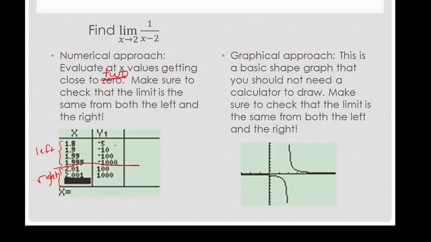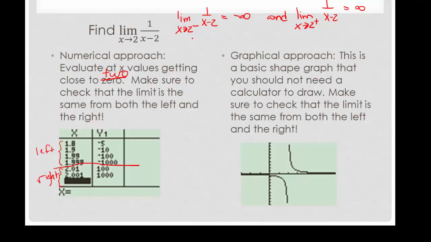Now this time notice though that as you approach 2 from the left, these numbers are getting negatively large, whereas when you approach it from the right, these numbers are getting positively large. So notice the limit as x approaches 2 from the left of 1 over x minus 2 equals negative infinity, and the limit as x approaches 2 from the right of 1 over x minus 2 equals positive infinity.